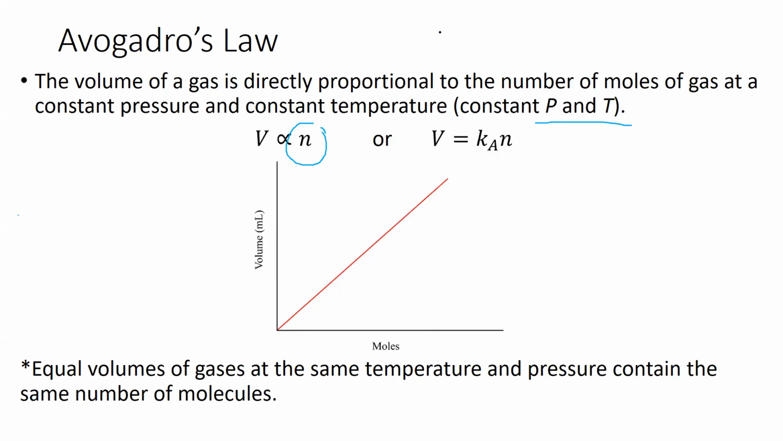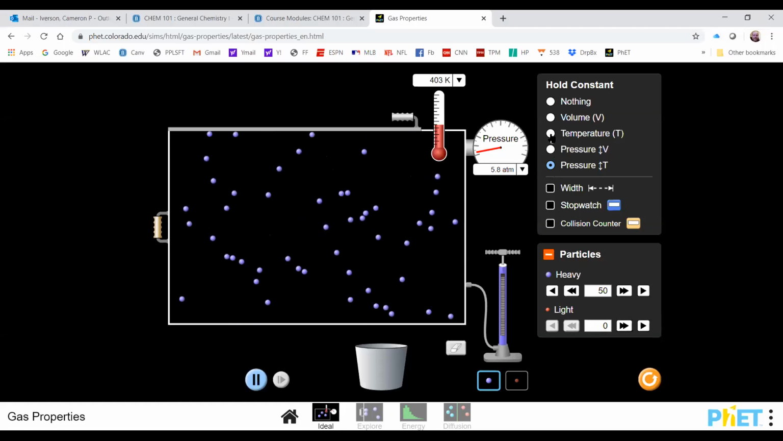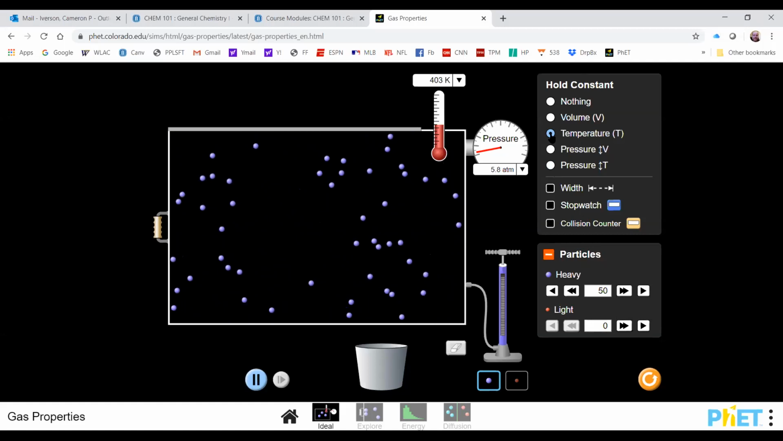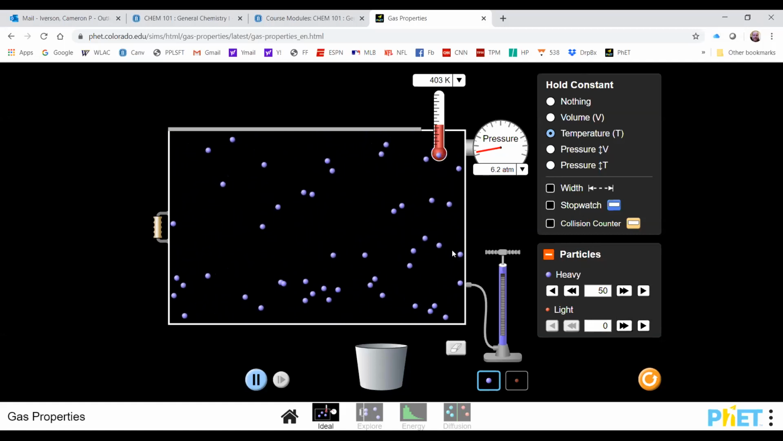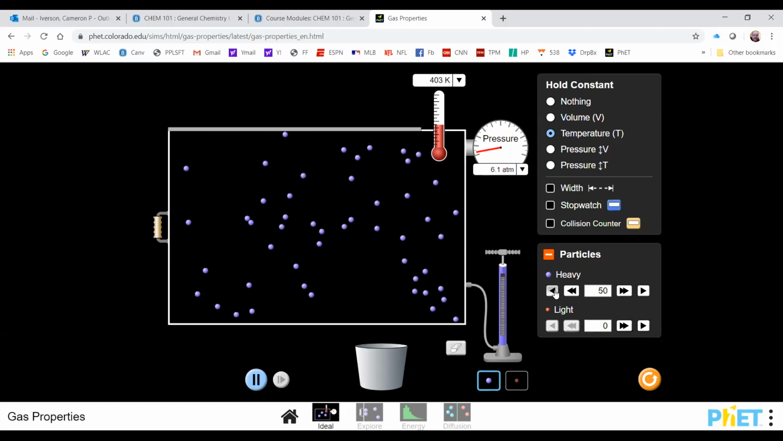And so let's go back to our simulation. So in our simulation, we're now going to hold the temperature constant. And so the temperature is being held constant here. And what we're going to do, I'm going to actually knock down the number of particles in here.